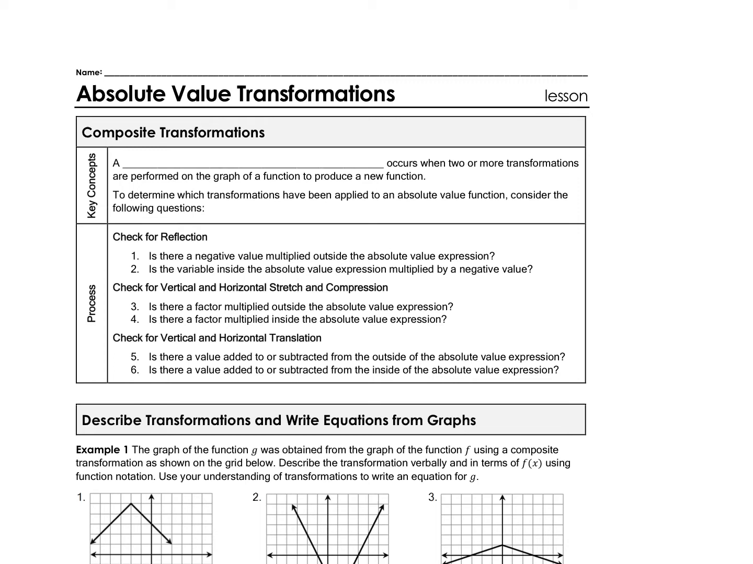Okay, so in this lesson, we're going to be talking about absolute value transformations. This first part is talking about composite transformations. It says a blank occurs when two or more transformations, meaning it's going left, it's going up, are performed on a graph of a function to produce a new function. This is called a composite transformation.